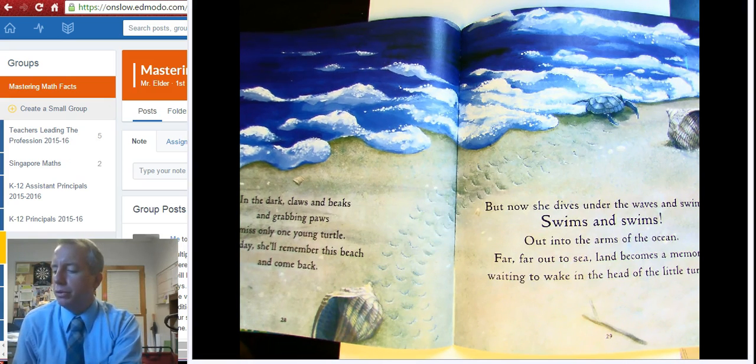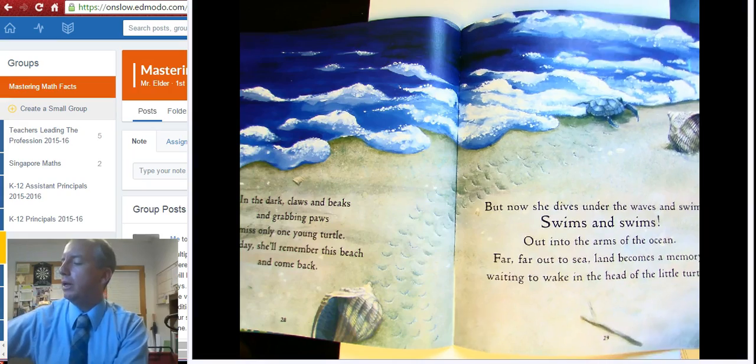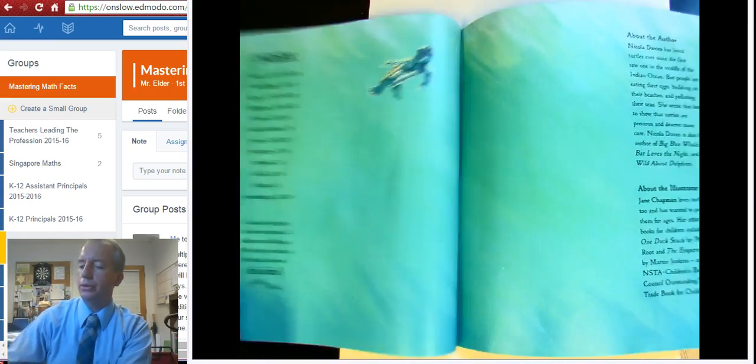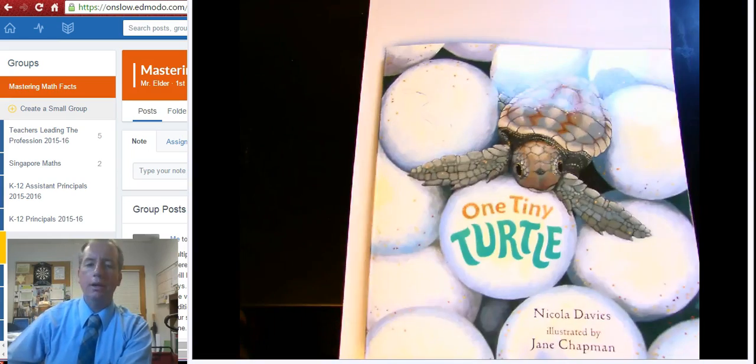One day she'll remember this beach, and she will come back. But now she dives under the waves and she swims, swims and swims, out into the arms of the ocean. Far, far out to sea, land becomes a memory, waiting to wake in the head of that little turtle. And so the process would begin again.